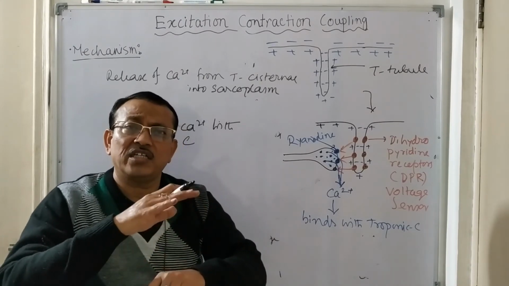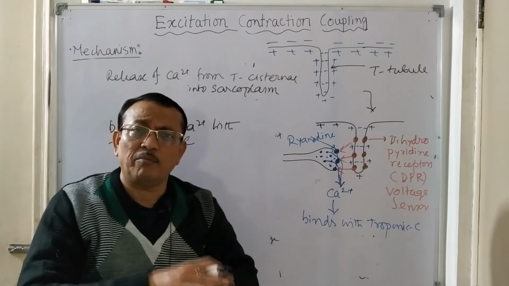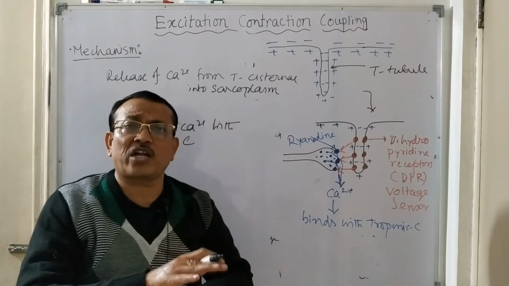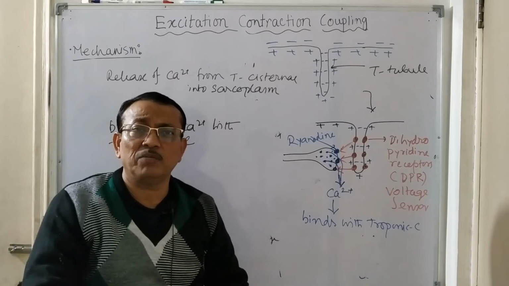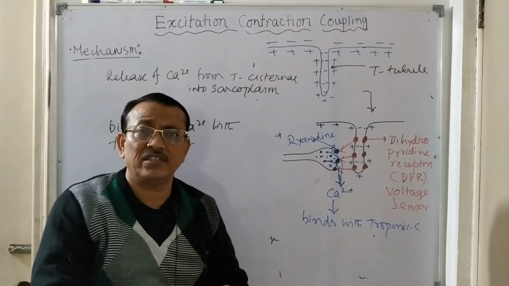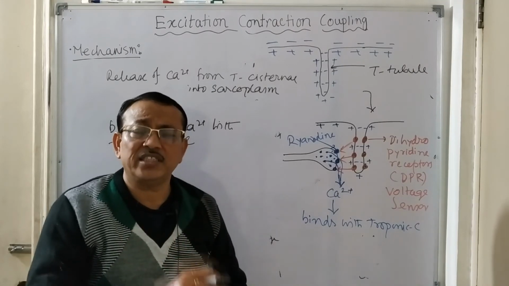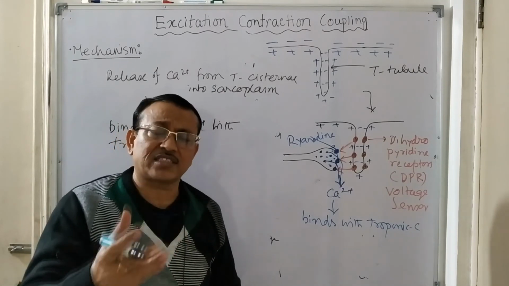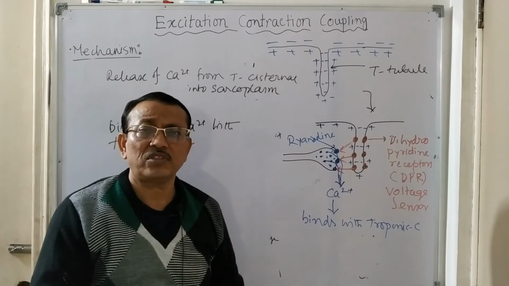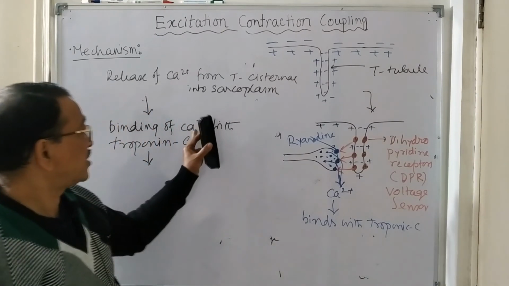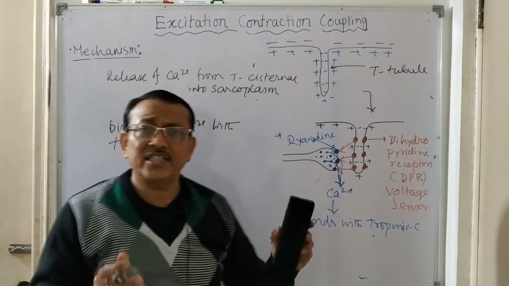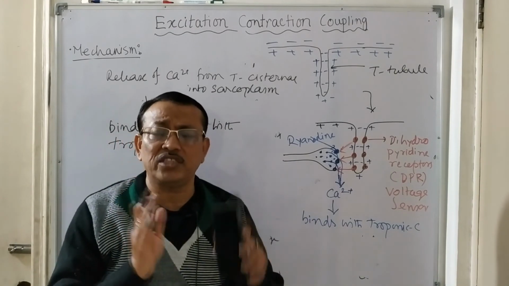So both cannot come in contact. Myosin head cannot come in contact with the actin molecule because they are covered by troponin and tropomyosin. The details of these things I will again discuss in another video. Now what happens? Once calcium ions are released, they bind with the troponin C molecule.